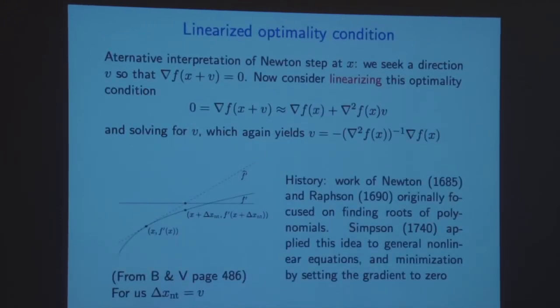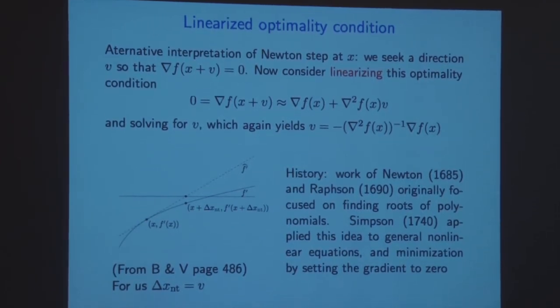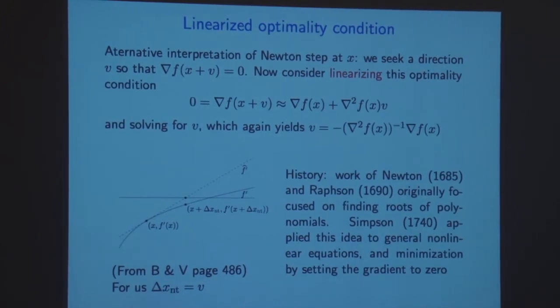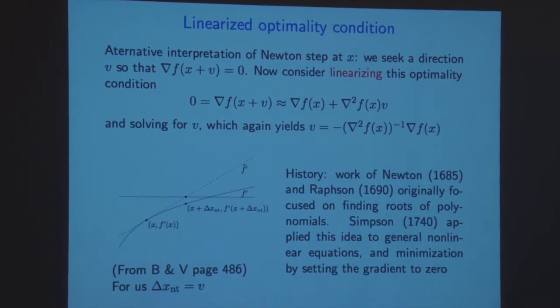So what's another way of interpreting the Newton method? We saw that it minimizes a quadratic expansion that actually uses the Hessian at every step. That's one way of interpreting it. Another way is to, in a sense, linearize the first-order optimality condition, and to think of Newton's method as solving that linearized system. So when we're at x, we're seeking some direction v, so that when we take a step in that direction, the gradient is 0, because we're assuming that f is smooth and convex. There are no constraints. This is a characterization for optimality.